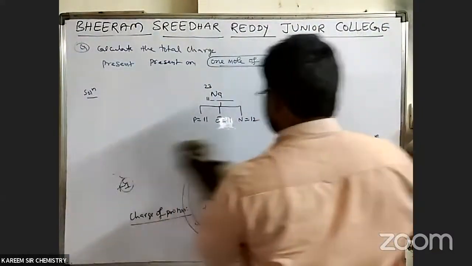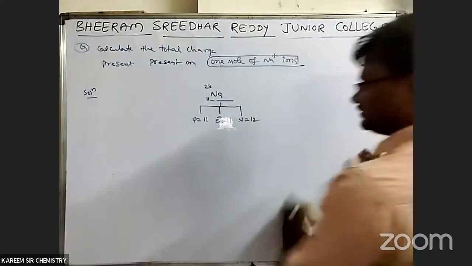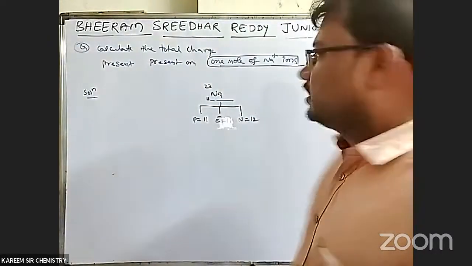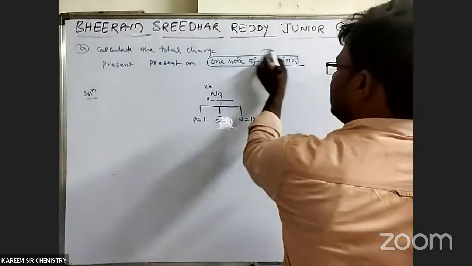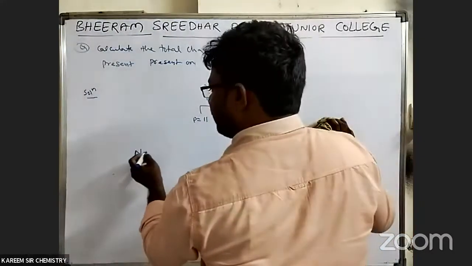A minus Z will give the neutrons. Okay, so this one. Now I am giving here Na plus. How will Na plus form? Tell me.